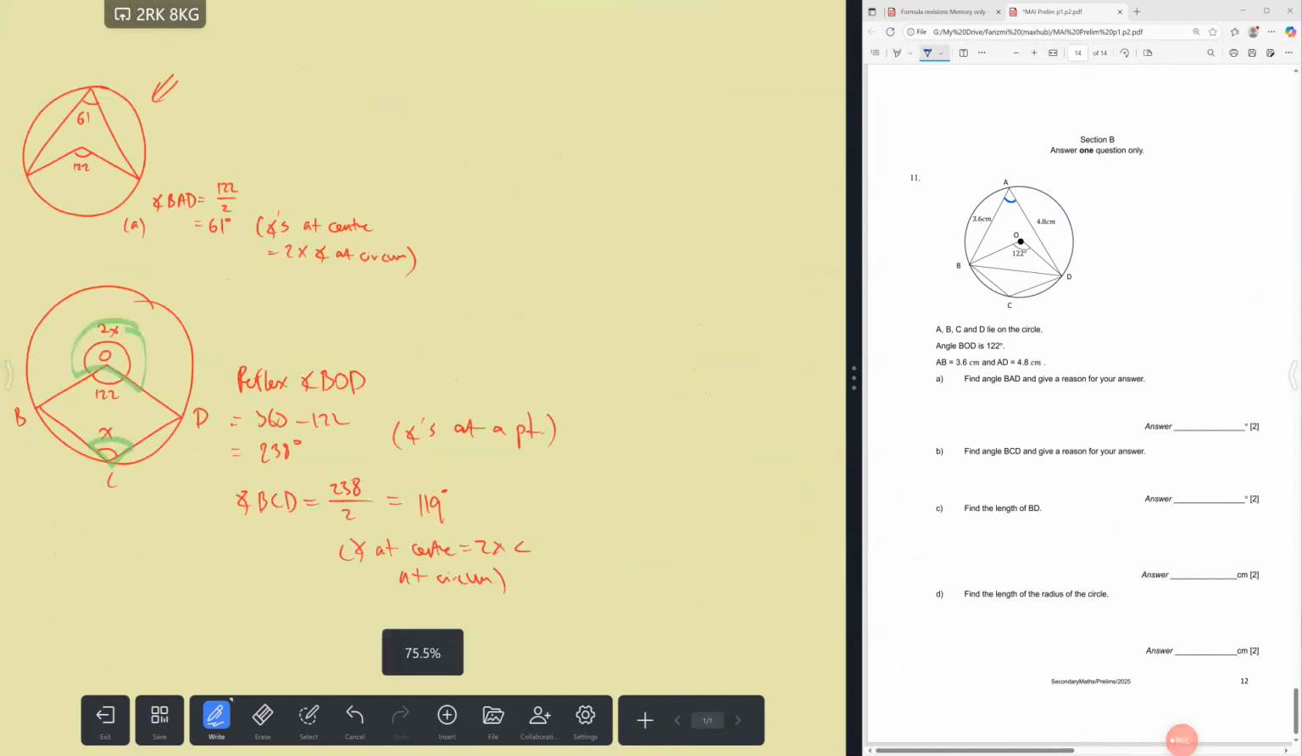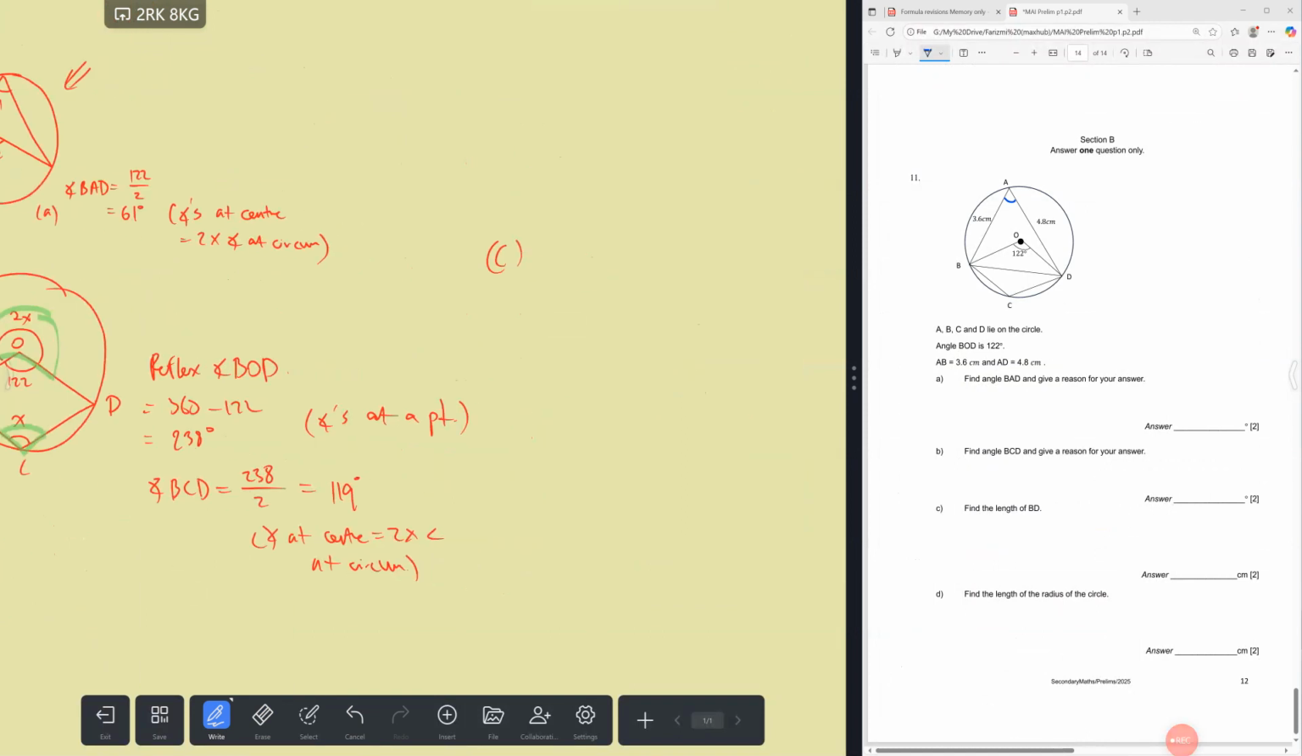Very interesting question, but for this question, you can actually just draw the setup again of triangle ABD. Because you have enough information for triangle ABD in this question. You have your 3.6, you have your 4.8, and the angle in between as well, which is what we found to be 61 degrees. So how do we find BD?